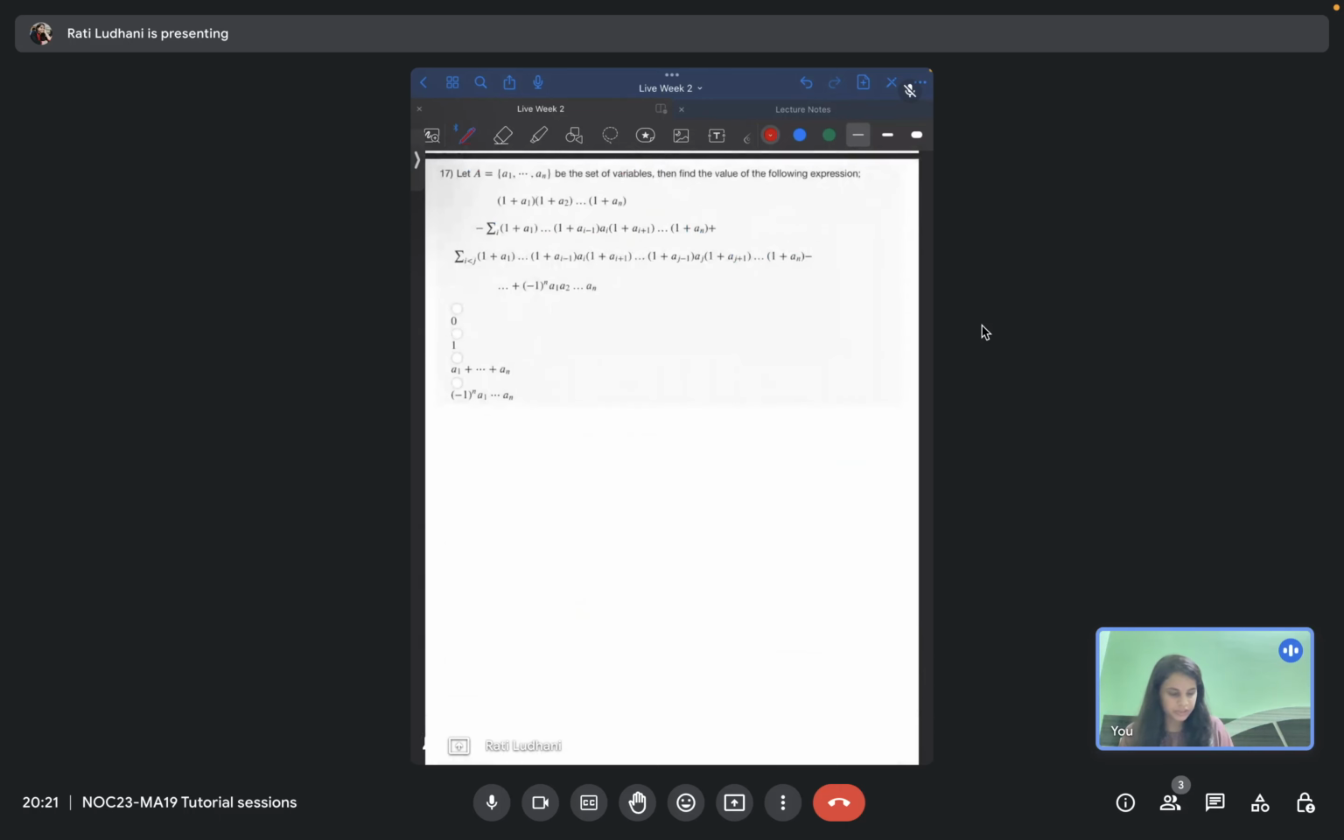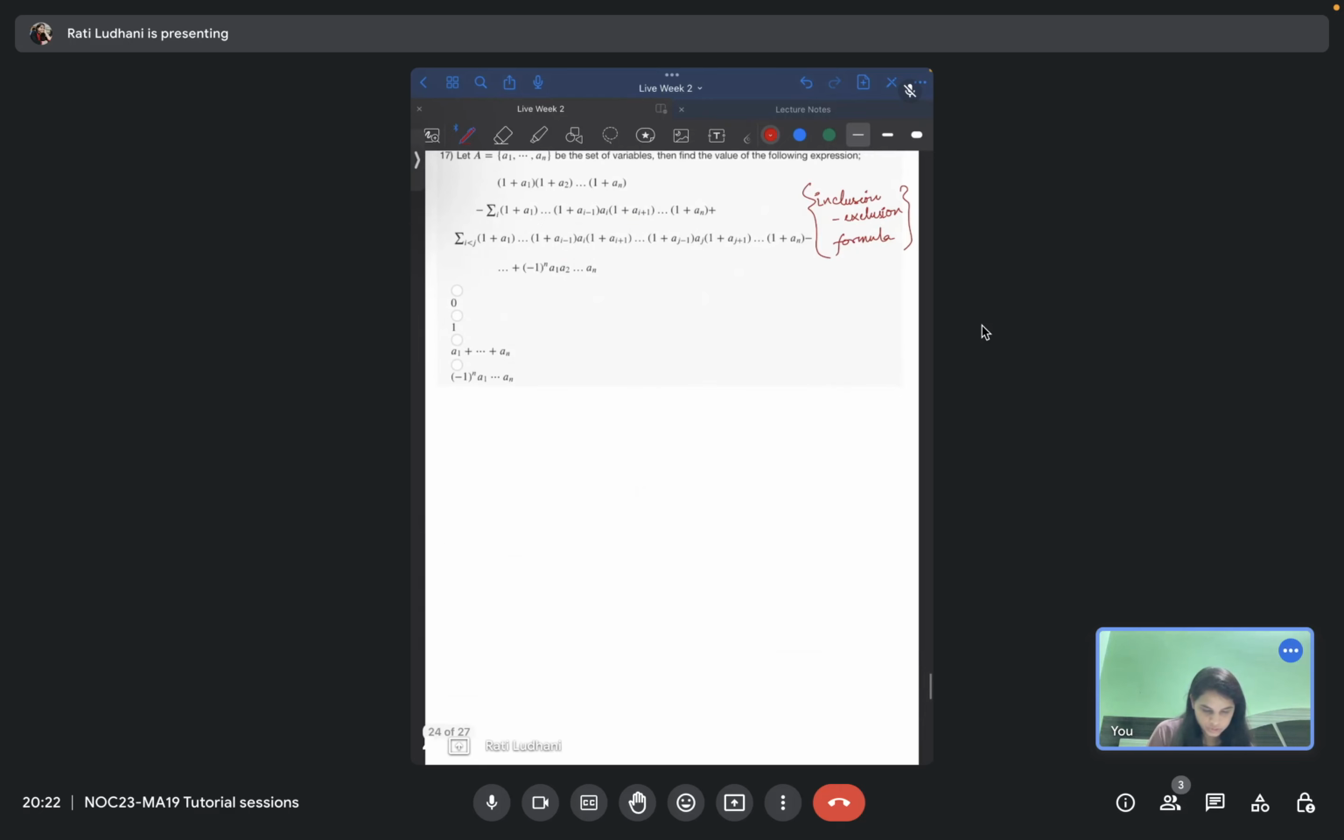Actually, this is something like the inclusion-exclusion principle. If you have doubt, I can explain it next time, it might take a bit of time. You can try this exclusion formula, and check what the answer is. I can explain it next time if you need. Okay, so week 2 is done.